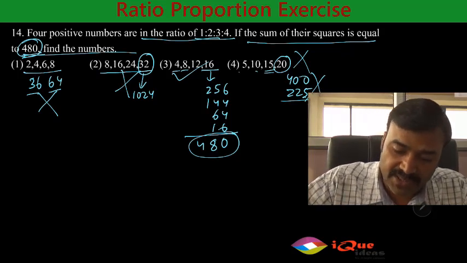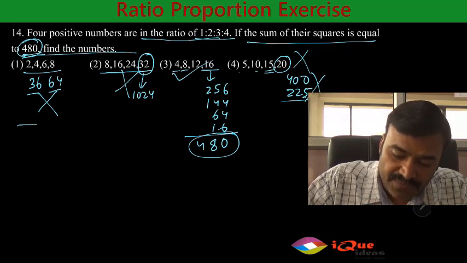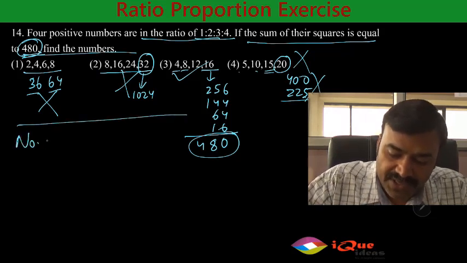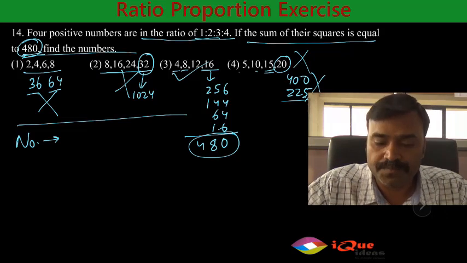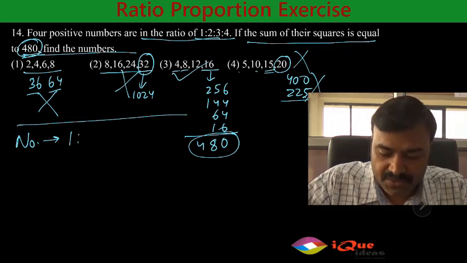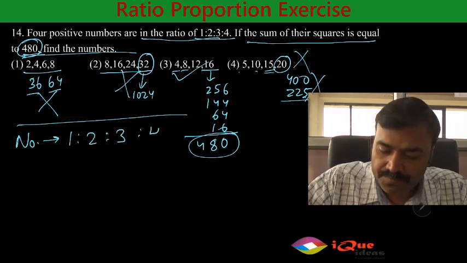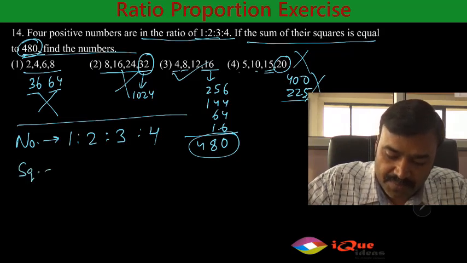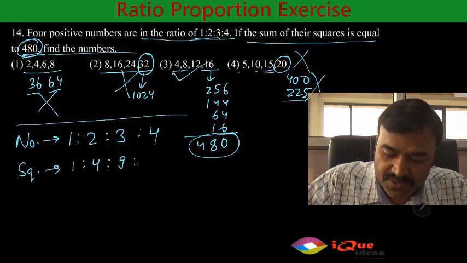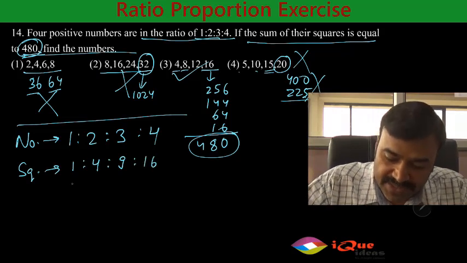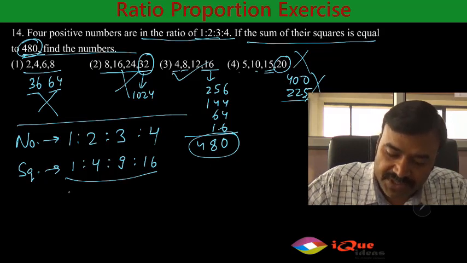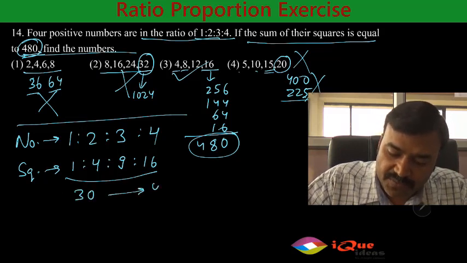But as usual, there is another normal way of doing this question. See, it is not very difficult to understand the conventional process also. The ratio of numbers is 1:2:3:4. So the squares ratio will be 1 square is 1, 2 square is 4, 3 square is 9, 4 square is 16. So their sum of all of these will be 4 plus 1, 5 plus 9, 14 plus 16, 30. And 30 corresponds to 480.